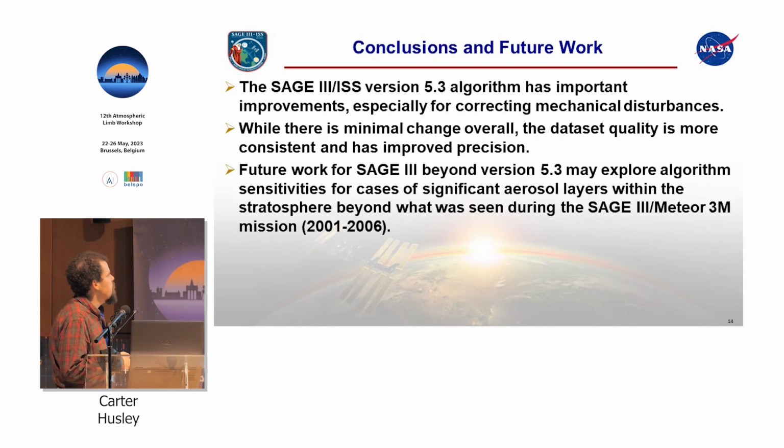So including the Stage 3 ISS version 5.3 algorithm has important improvements, especially for correcting mechanical disturbances. While there is minimal change overall, the data set quality is more consistent and has improved precision. Future work beyond version 5.3 may explore algorithm sensitivities for cases of significant aerosol layers within the stratosphere beyond what was seen on the previous Stage 3 meteor mission.